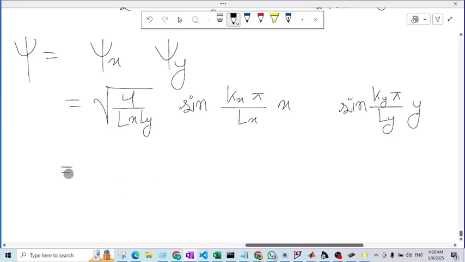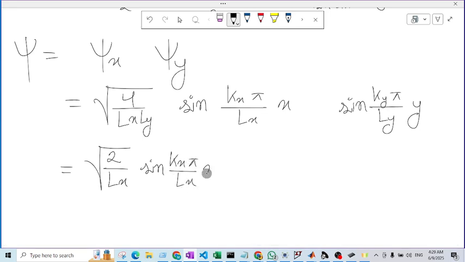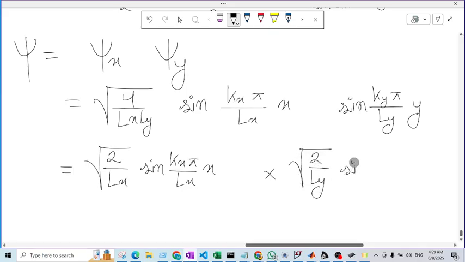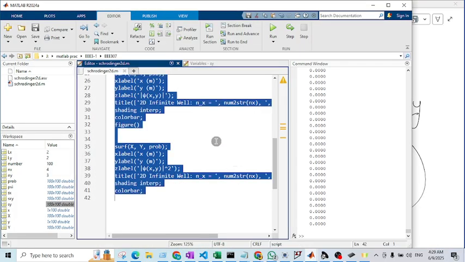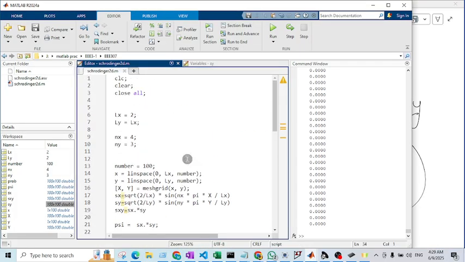And we can also write this thing like this, that root over 2 by Lx sine kx pi by Lx, and then root over 2 by Ly sine ky pi divided by Ly. So this is psi x and this is psi y. We can write that psi like this. Why I write this? Because I have written a MATLAB code here. Where is my MATLAB code? Okay, so here is my MATLAB code.